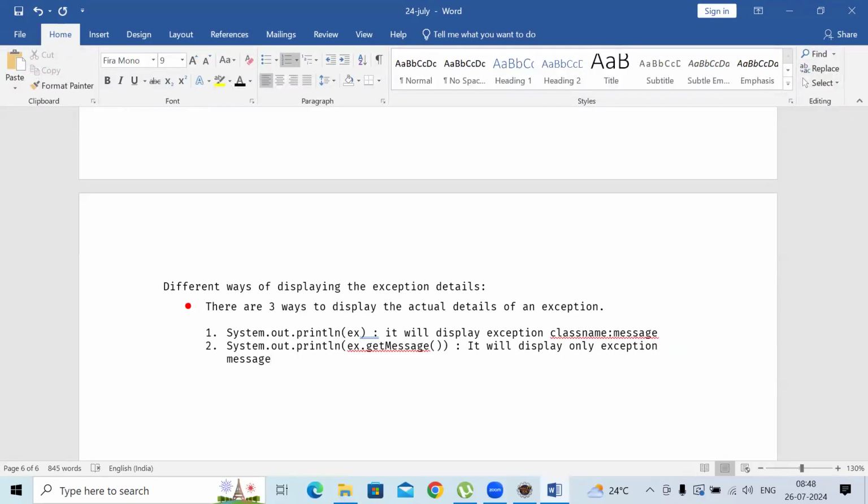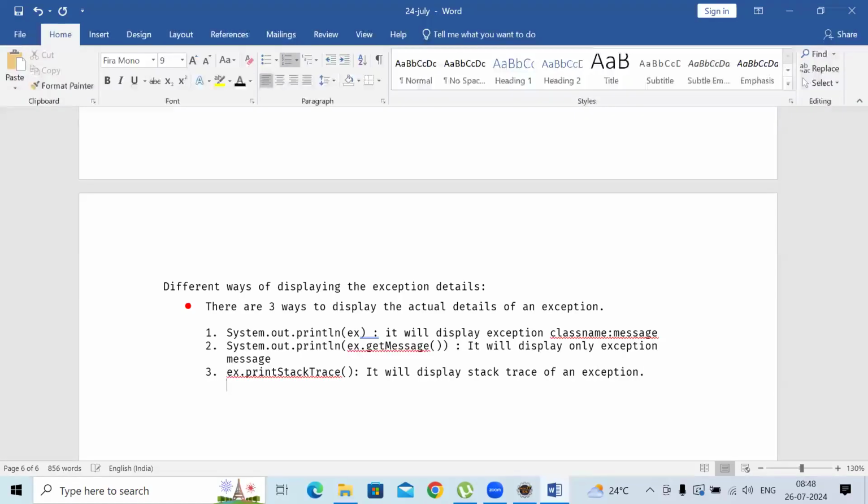Exception class name colon message, okay? This will display only the exception message. What is the third one? ex.printStackTrace(). What will it do? It will display the stack trace of an exception.